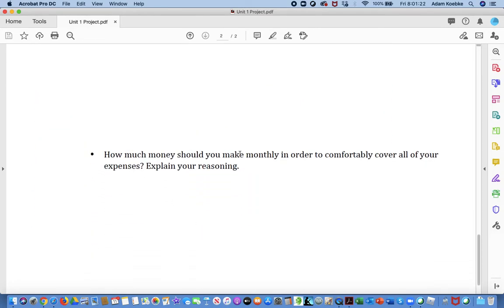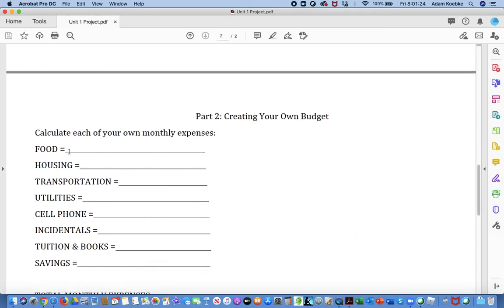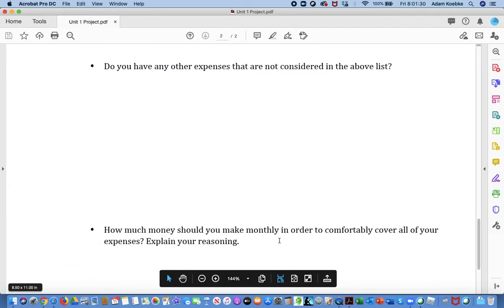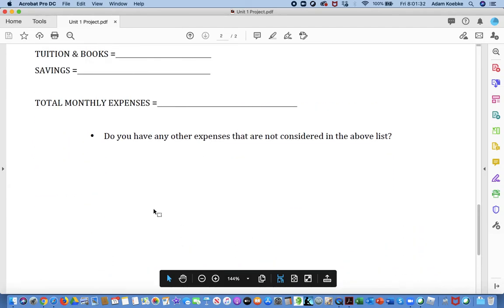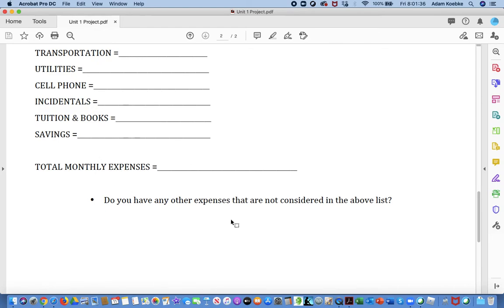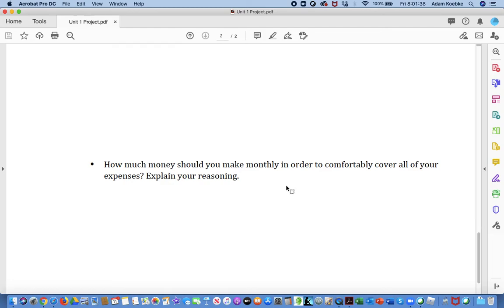And then the last question is just going to ask you, based on the information that you put in here, if you were to cover all of these expenses, how much money do you think you need to make a month in order to live comfortably? I will tell you that if your monthly expenses are roughly, let's say, $1,200, don't answer this question by saying, I need to make $1,200. The question is asking about how much you should make to be comfortable. So always give yourself a little bit of a cushion.